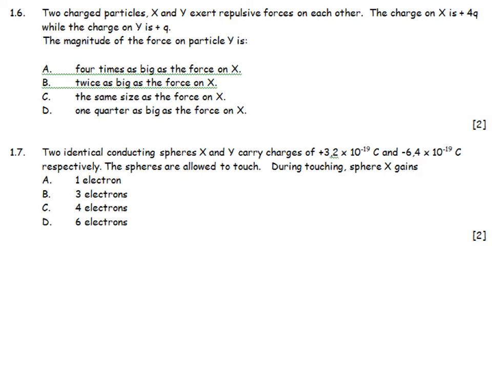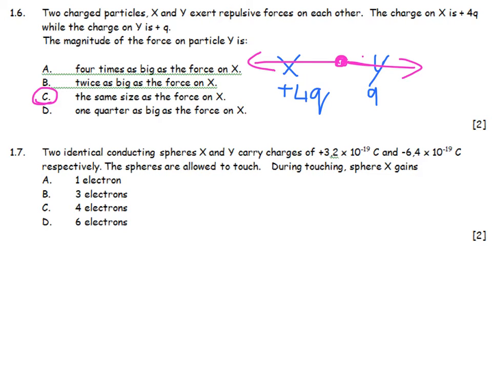You've got 2 charged particles and they exert a repulsive force on each other. The charge on X is plus 4Q. The charge on Y is Q. The magnitude of the force on particle Y, so there's a force being experienced by particle Y, and it's a repulsive force, so it's going that way, must be, and remember these forces are equal but opposite to the force that is on X.